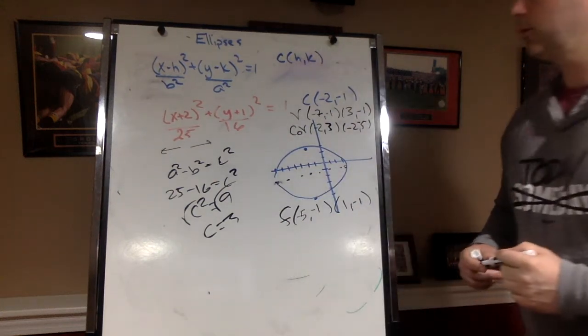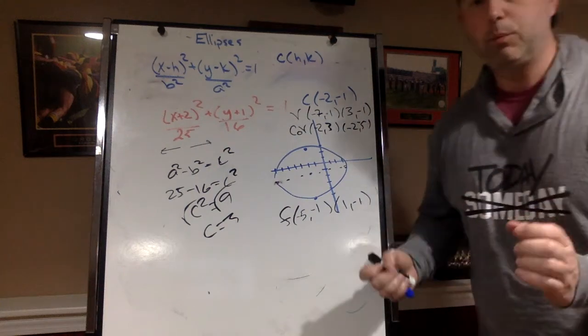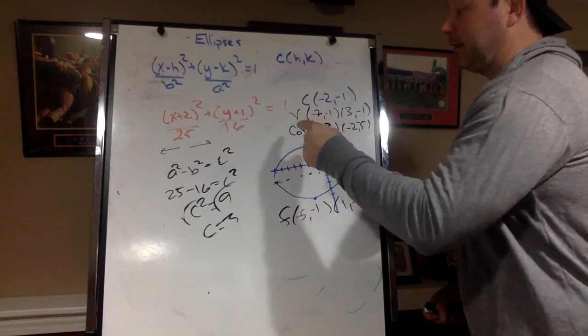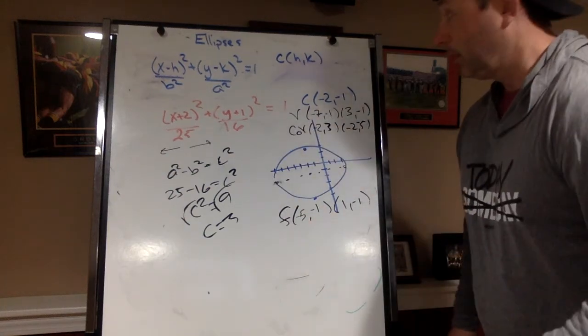All right, we might do some more of the ellipses next time, but here's a simple way to graph them and find the center, the vertices, the co-vertices, and the foci.